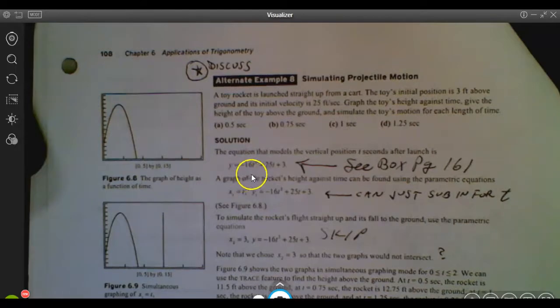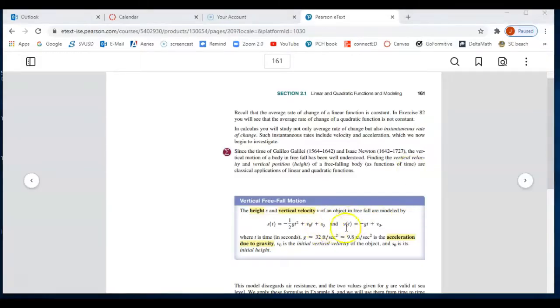This actually traces back to something at the beginning of chapter 2. Now let me pull that up for you real quick. So if you go back to page 161, we had talked about this formula for vertical freefall motion. What you're seeing on this is, pretend you're standing on top of a building and you drop a ball off the side of the building, right?